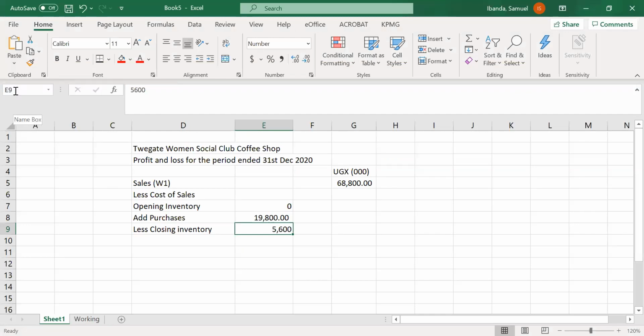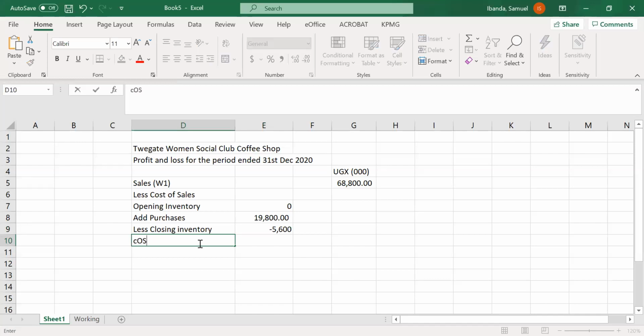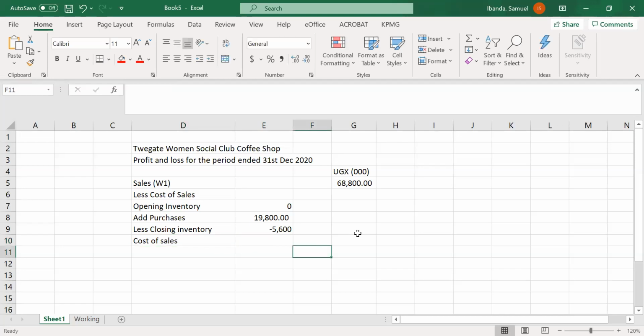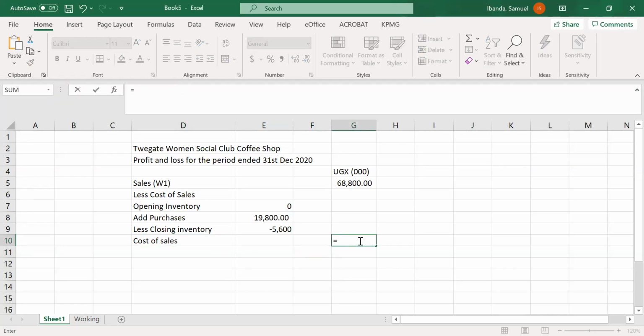Okay, 5,600. So that is what I do have, and this is supposed to be a minus. So let me determine my cost of sales. Sorry, this is supposed to be a minus. So my cost of sales will be, I'm just going to basically, they said this, add this, then we are going to less closing. But it already has a negative, so I'll just add it, that I could get the effect of 14,200.